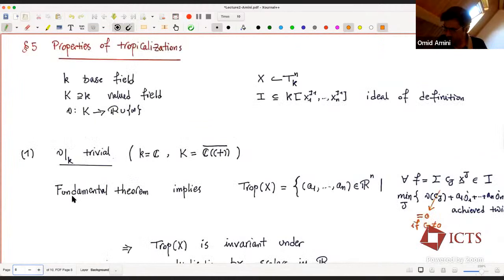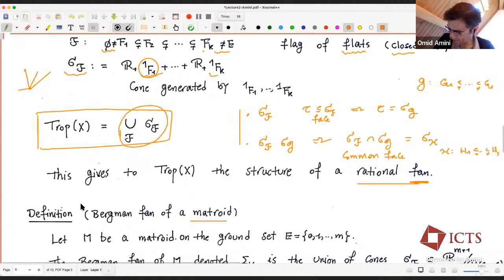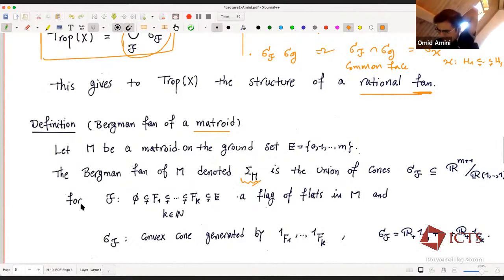So let me now... Could you go back? I was just noting the definition of the Bergman fan. Sure. Yeah. Okay. So the definition of a Bergman fan again.